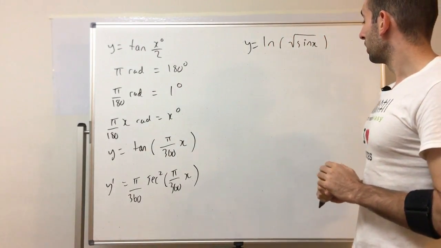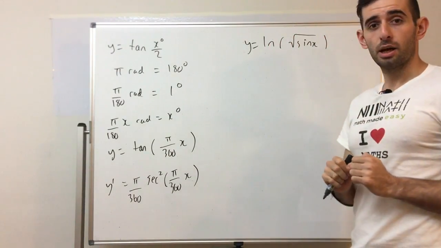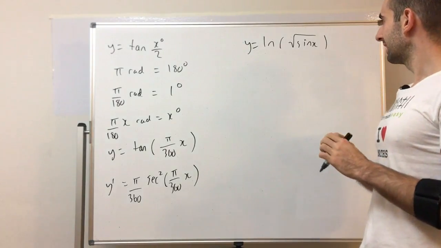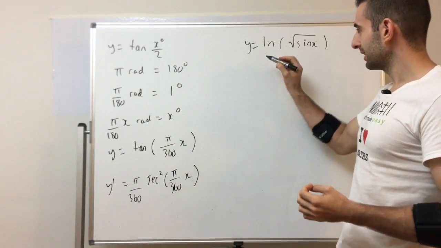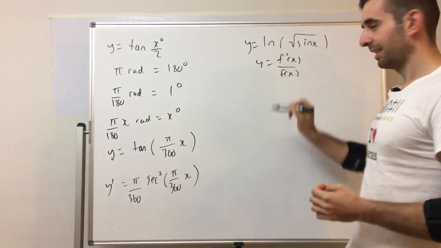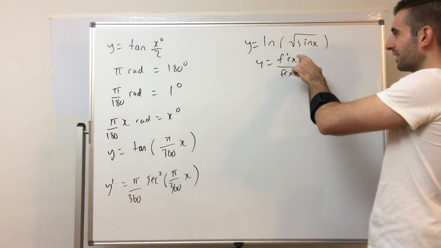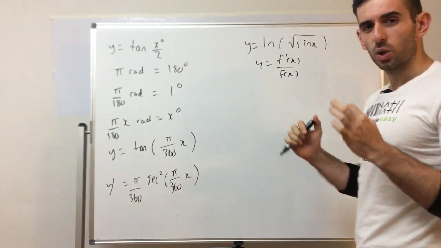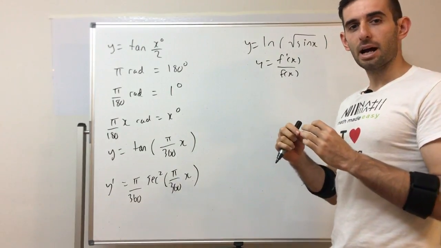Right, let's look at this next example. y equals ln of the square root of sin x. Now the rule for differentiating logs is this: if y equals ln f(x), then y dash equals f dash x on f of x. Currently, if we try to do that, we have to differentiate the square root of sin x, which is not fun.